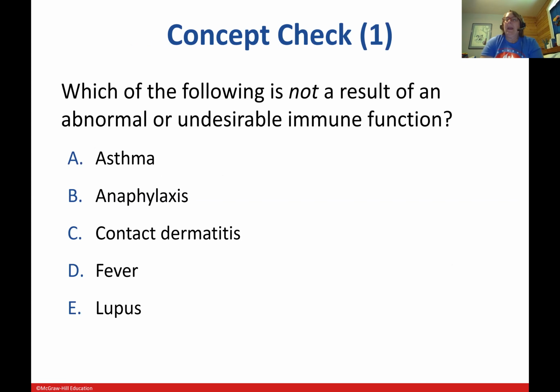Okay, so the concept check at the end of section 14.1, which of the following is not a result of an abnormal or undesirable immune function? And in this case, the answer would be D, fever. That's actually a normal part of the immune response. And unless the fever gets too high, it's actually extremely helpful in terms of dealing with some kind of an infection.